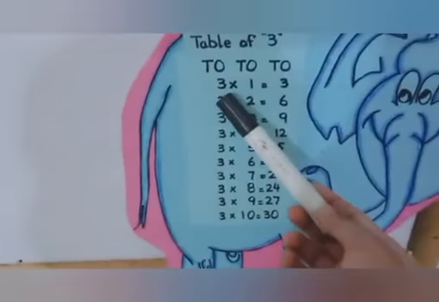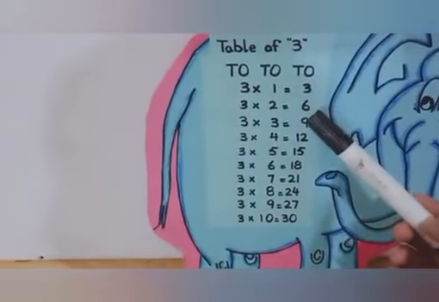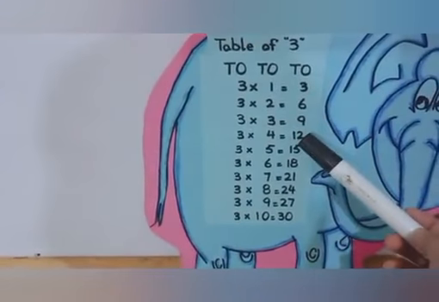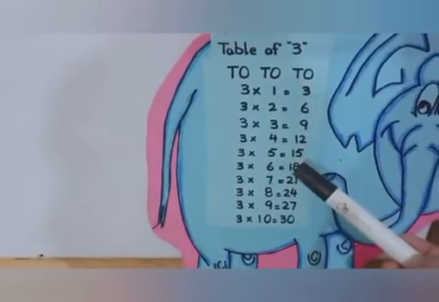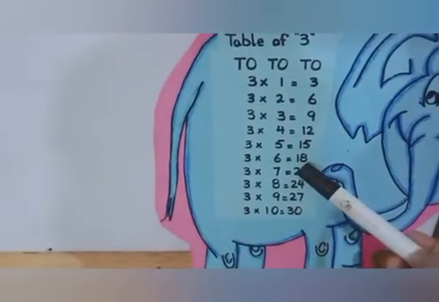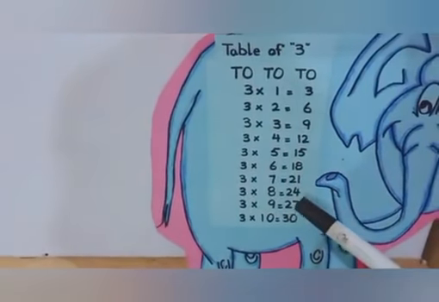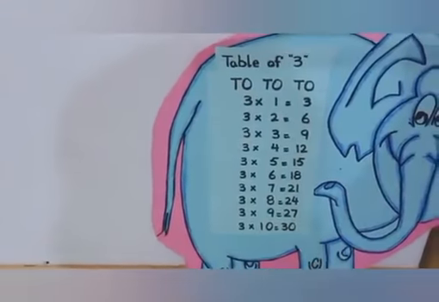Now we will do the oral drill of table of 3. 3 1s are 3, 3 2s are 6, 3 3s are 9, 3 4s are 12, 3 5s are 15, 3 6s are 18, 3 7s are 21, 3 8s are 24, 3 9s are 27, 3 10s are 30.